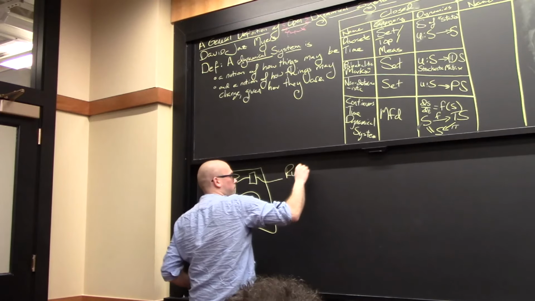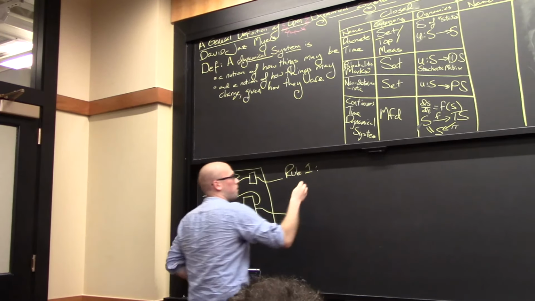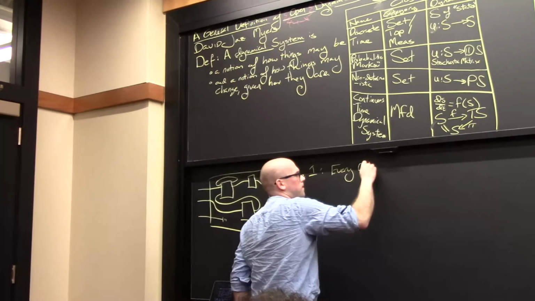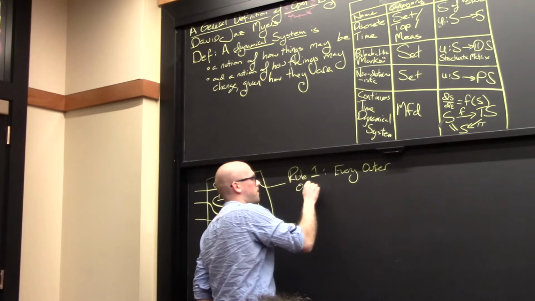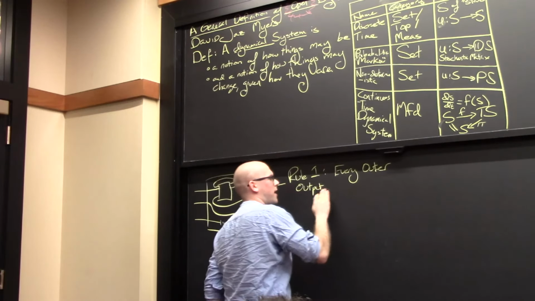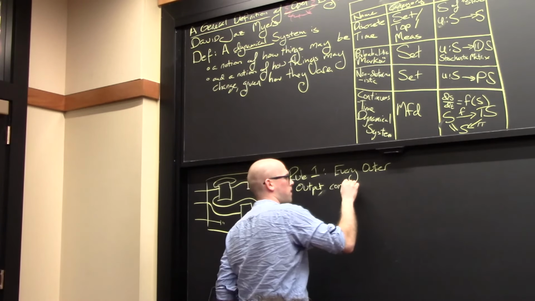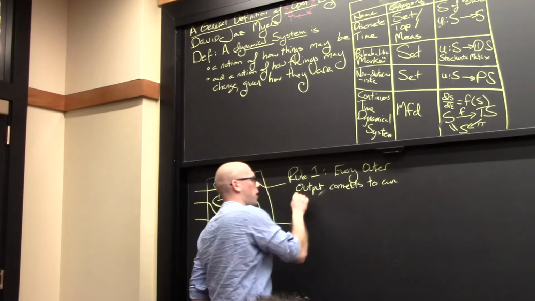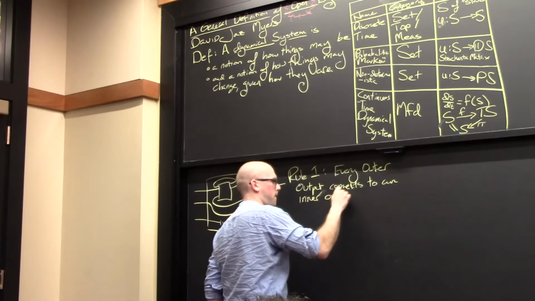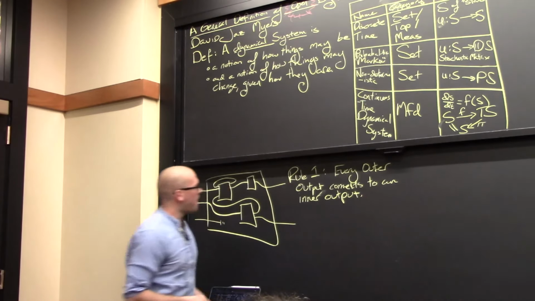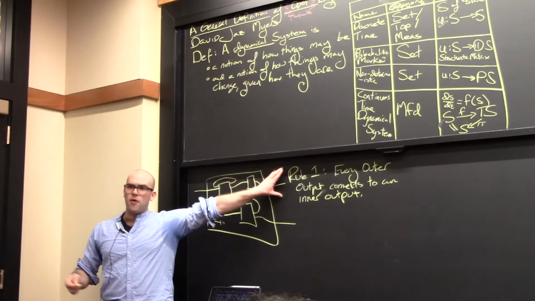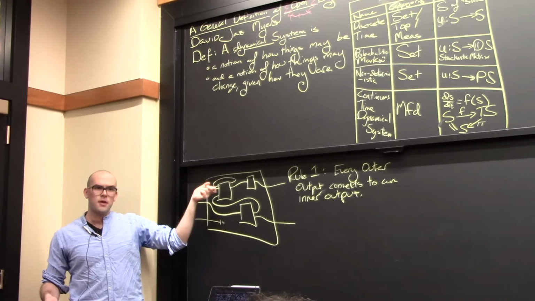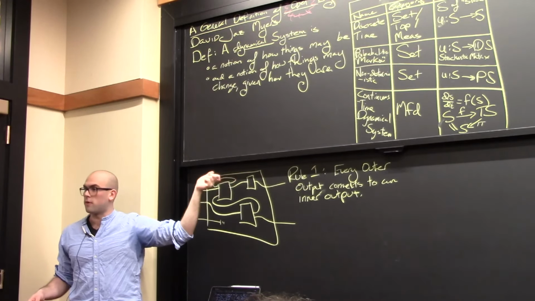Rule 1 is every outer output connects to an inner output. So that means that if I'm out here waiting for this system, the outer box, then I'm actually going to get something that's coming from one of the inner systems.